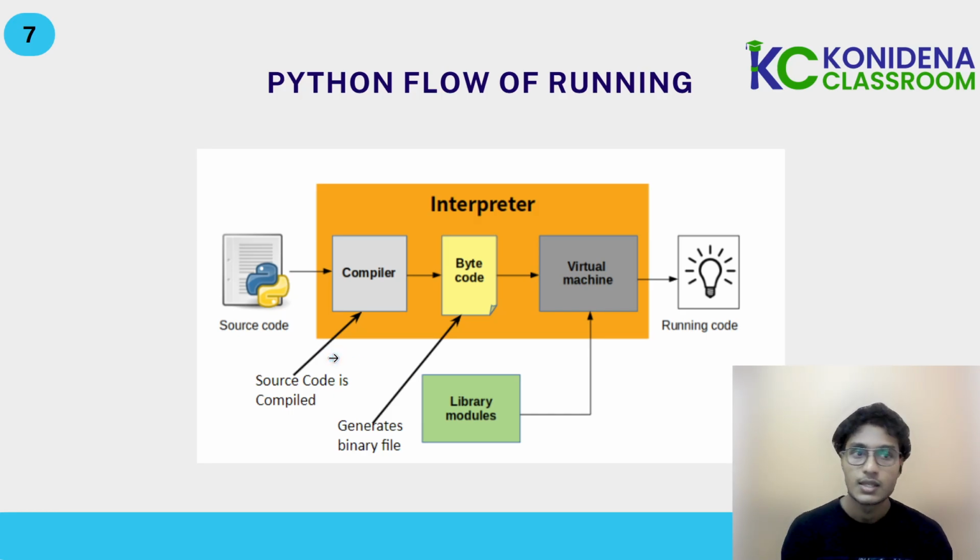Isn't that cool? So I hope you guys understood how the flow of running in Python works. It starts from a code being run, and then it goes to the compiler, and from the compiler it converts into a byte code, and then from byte code it goes to the machine. In the machine, it can use library modules and it can run the entire code.